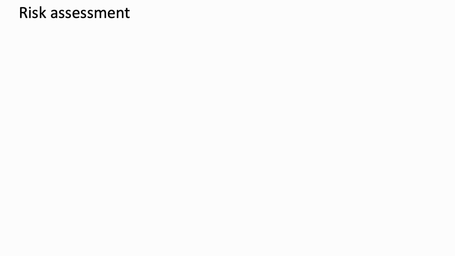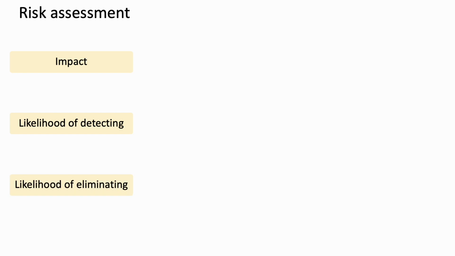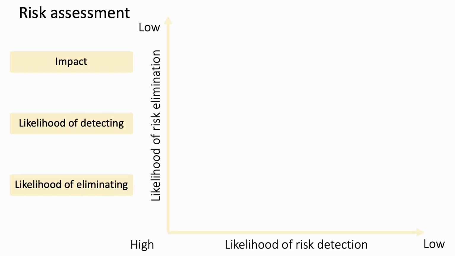After identifying potential risks, our next crucial step is assessing them. For each risk, we need to understand 3 key aspects: its potential impact on our organization, the likelihood of detecting it before it causes harm, and the chance of successfully eliminating it. We use a visual aid, a graph, to illustrate this assessment. The horizontal axis represents the chance of detecting a risk, while the vertical axis shows the likelihood of elimination.